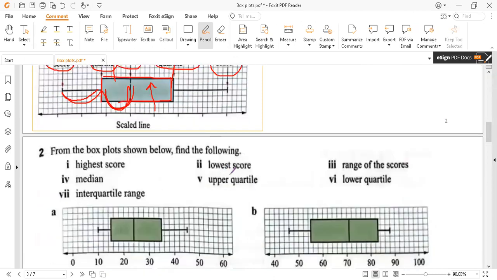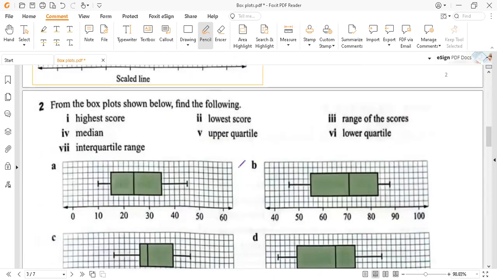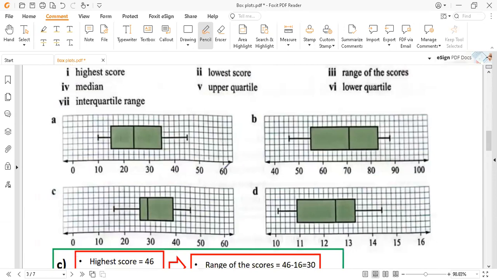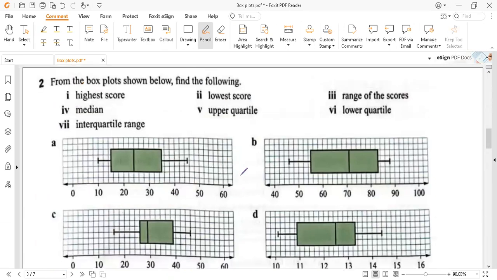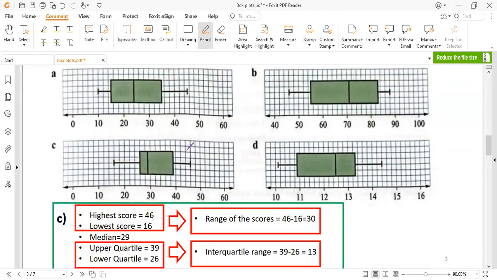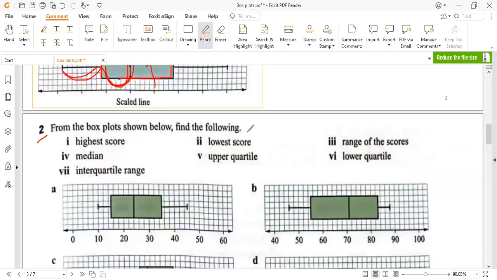So it is easy. As we said, it is easy to find, to plot and to explain what each box plot represents. So if we move on to exercise 2, they gave us some box plots, and they ask us to find, for example, the highest and lowest score, the range of scores, the median, upper quartile, lower quartile, and interquartile range. So it is easy.